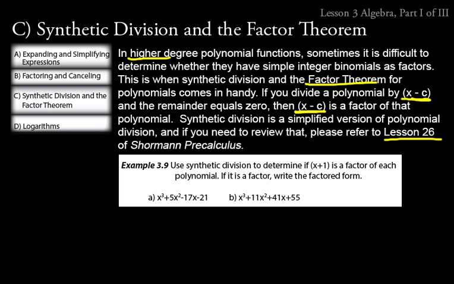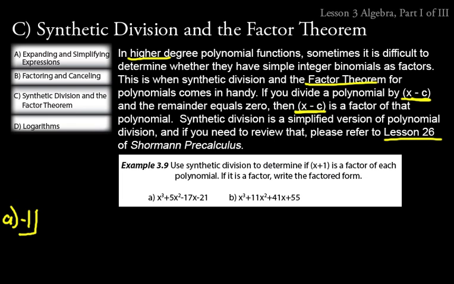So look at example 9 here, and we have a couple of polynomials there. Use synthetic division to determine, is x plus 1 a factor of either of those? And if it is, write the factored form out. So let's just start with A, and let's just use our synthetic division format. And I'm not going to talk about that much. I'm assuming you know mostly how to do that, and so this is a review. Use the review lessons if you're totally unfamiliar with this.